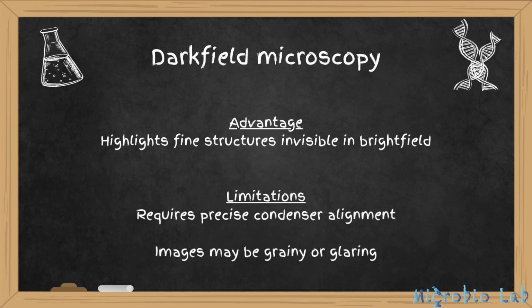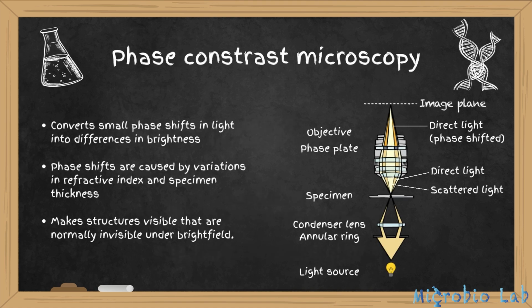While dark field makes transparent organisms glow, phase contrast takes us one step further. Phase contrast microscopy works by converting tiny phase shifts in light caused by differences in refractive index and thickness within a specimen into changes in brightness that the eye can detect.